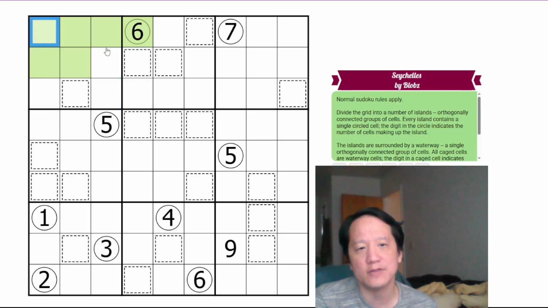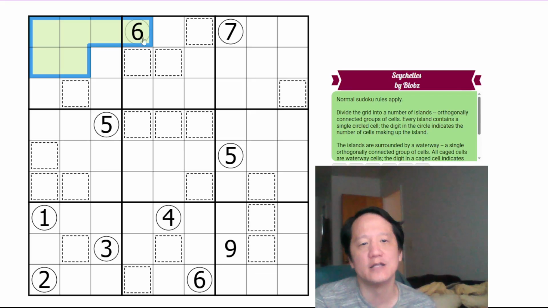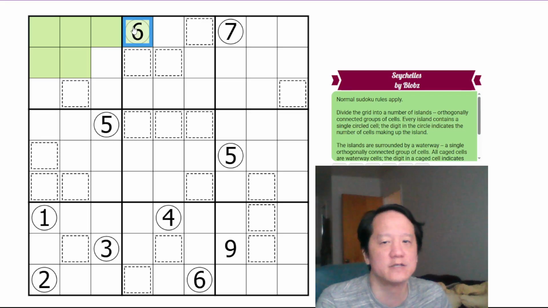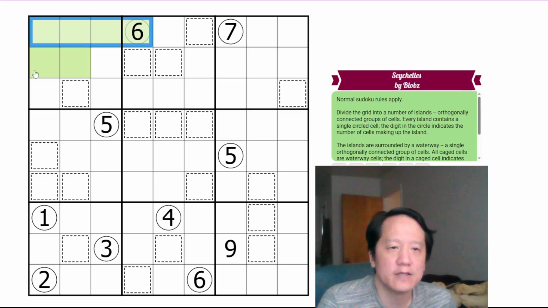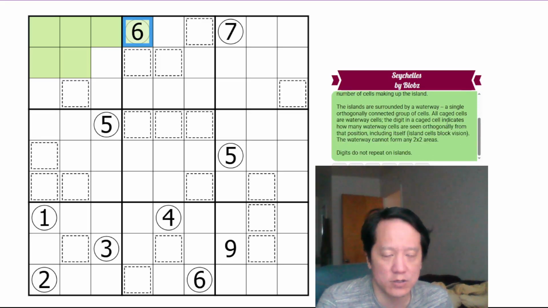This is a potential valid example of an island because it has 6 cells. It has a single circled cell on the island, and 6 is the number of cells on the island, which matches the 6 in the circled cell that's with that island. So that's an example of how islands work.